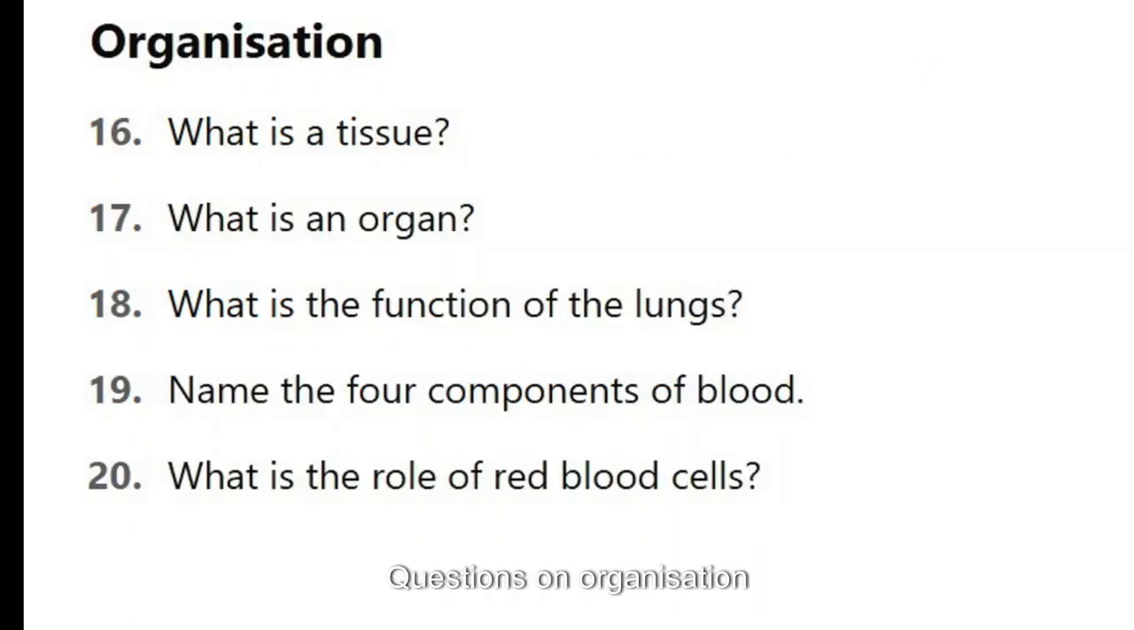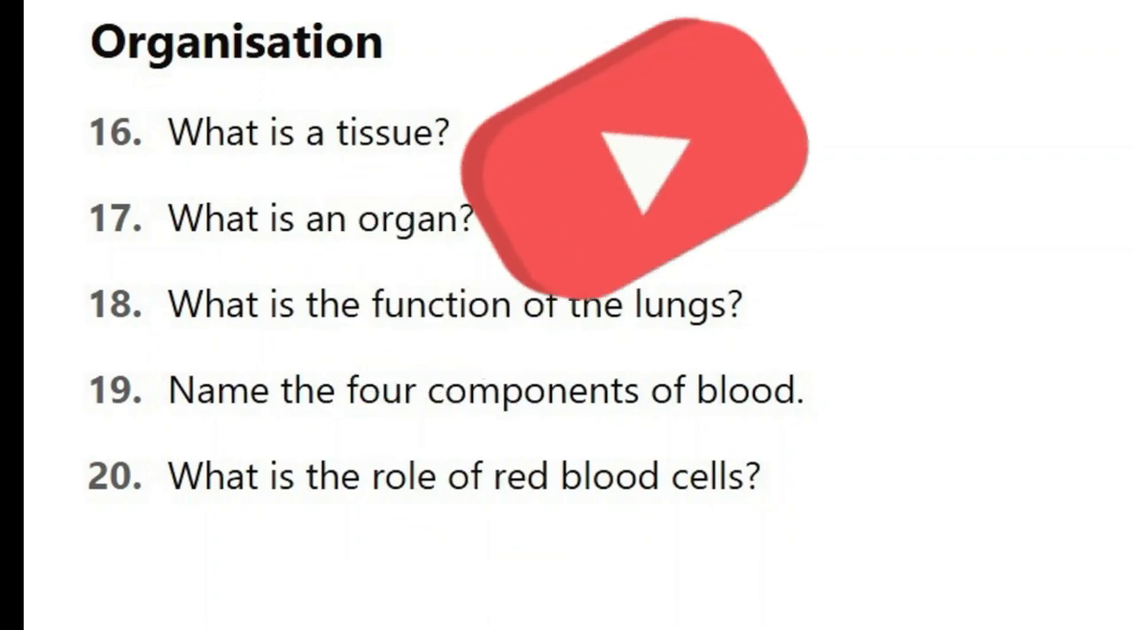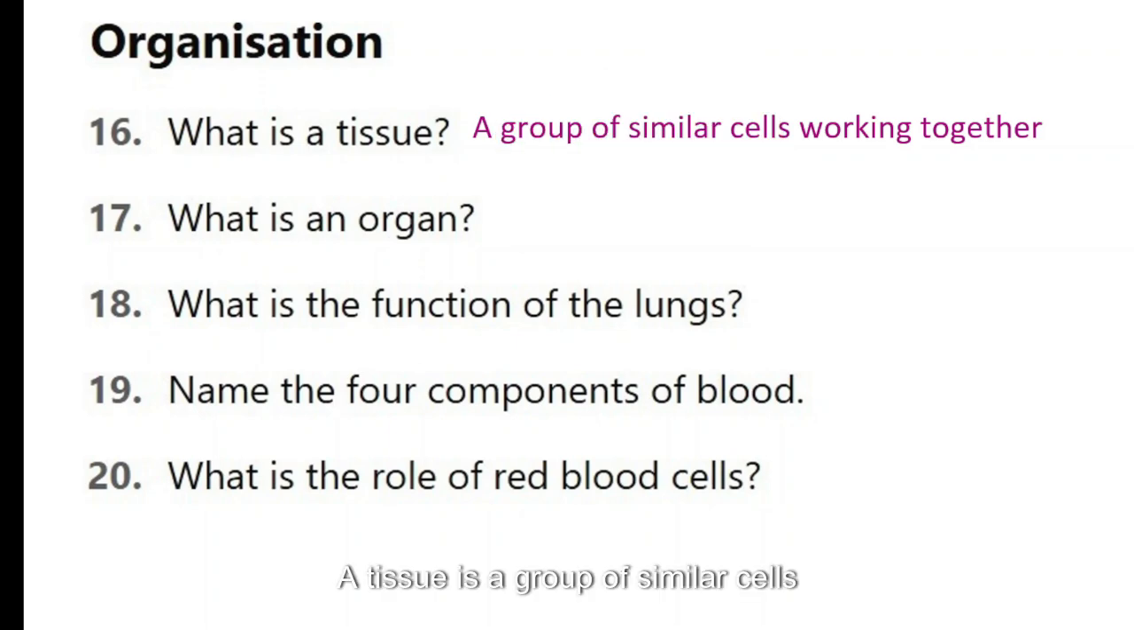Questions on organization. Here we have questions 16 to 20. Please pause the video and answer these questions. Here are the answers. A tissue is a group of similar cells working together. An organ consists of a group of tissues working together to perform a particular function.